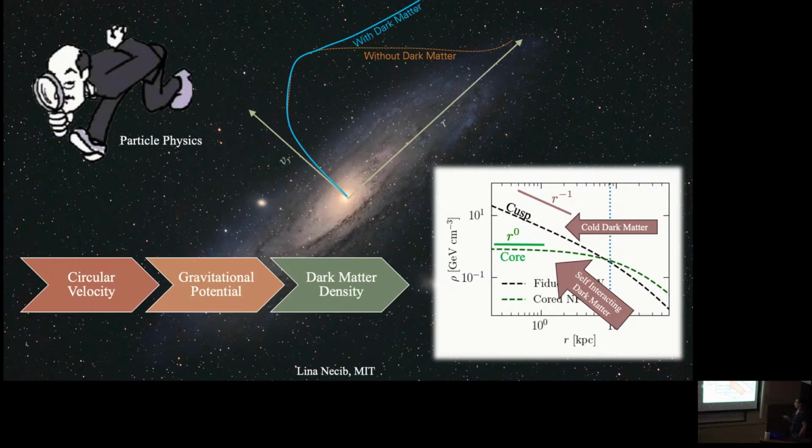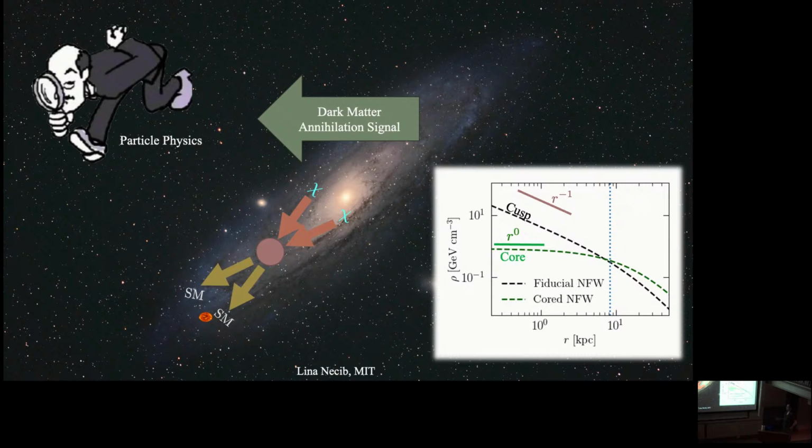But if you have self-interacting dark matter, it has some kind of interaction. It will actually distribute the heat in the inner part, and it will create something like a core. So if we actually find a core, that would be quite relevant because it will tell us that dark matter does have some self-interaction.